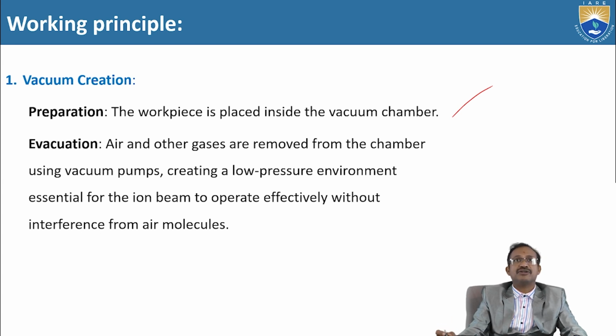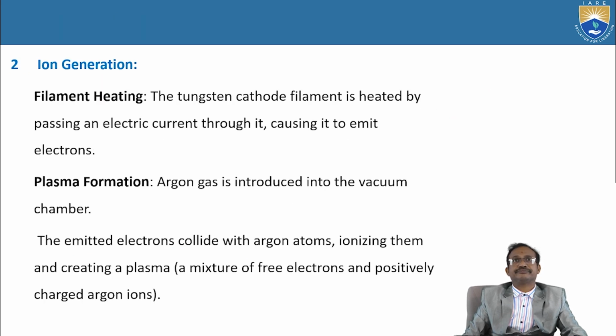Now let us see evacuation. Air and other gases are removed from the chamber using vacuum pumps, creating a low pressure environment essential for the ion beam to operate effectively without interference from air molecules. So we have to evacuate all the air molecules in order not to collide with them, so evacuation is an important parameter in the working of the ion beam machining setup.